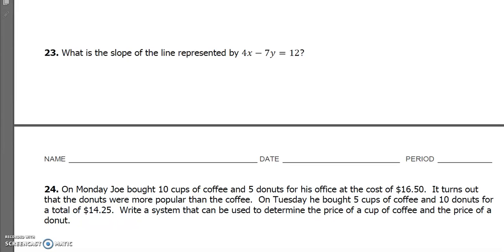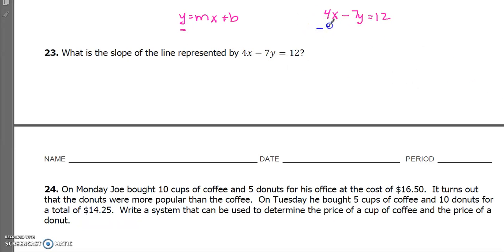Okay, we're going to do number 23. It asks, what is the slope of the line represented by 4x minus 7y equals 12? Alright, well, I could find the slope easily if my equation was written in slope-intercept form. So that means we need to get the y by itself. Okay, we can do this.